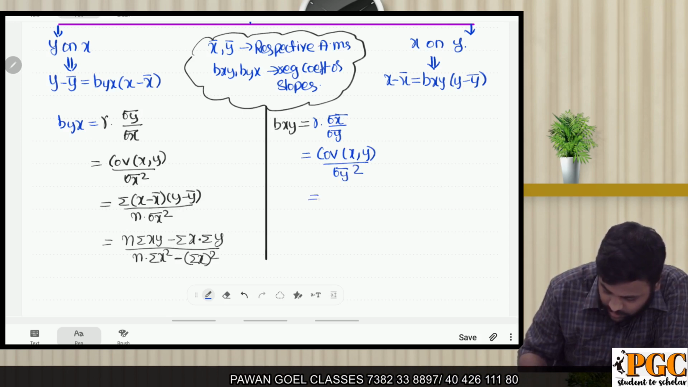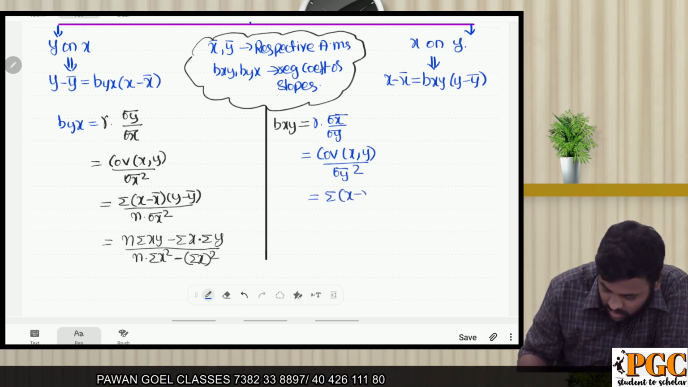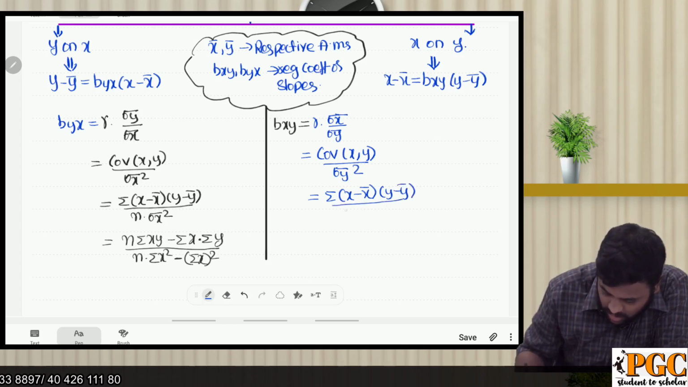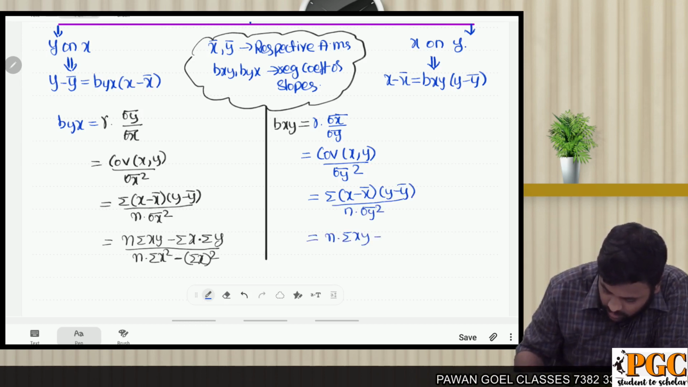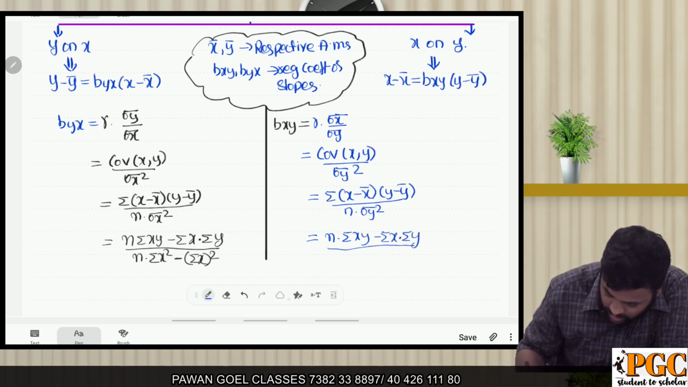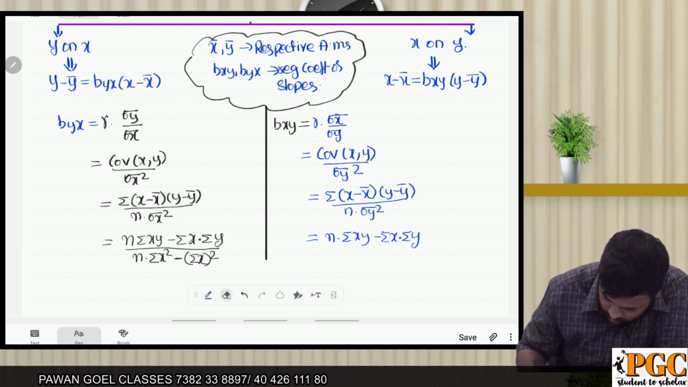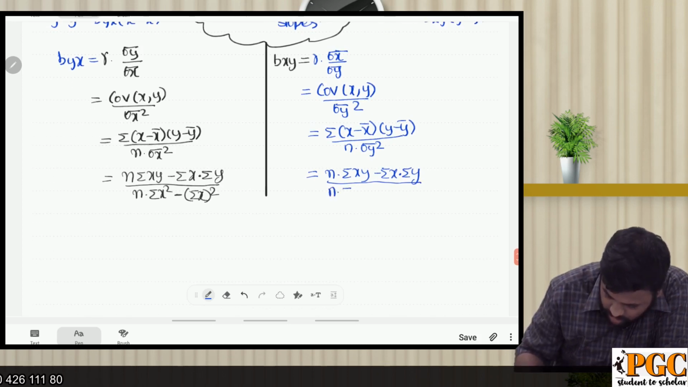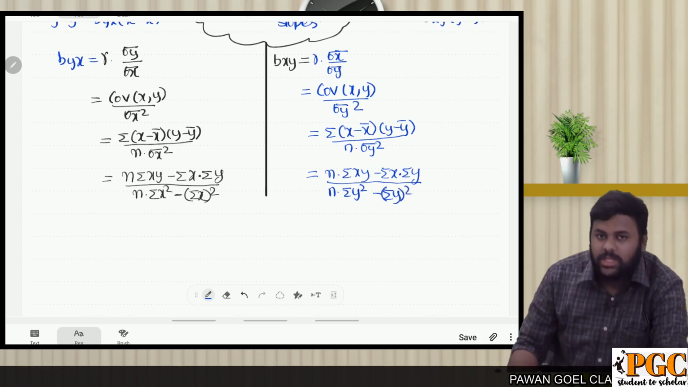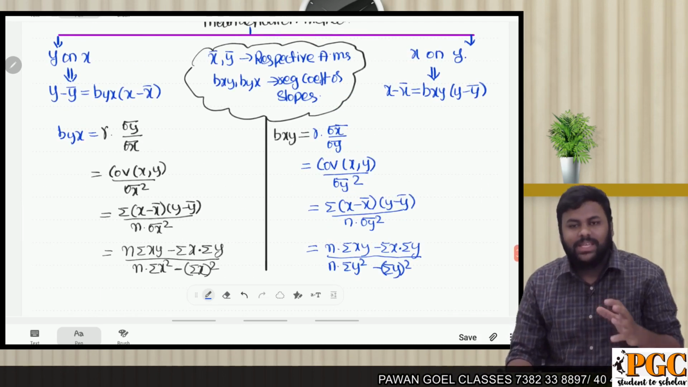or covariance of xy divided by standard deviation of y square, or summation of x minus x bar into y minus y bar whole divided by n into standard deviation of y square, or n into summation of xy minus summation of x into summation of y divided by n into summation of y square minus summation of y whole square. So I hope the basic point is clear, my dear friends. These are the set of formulas.